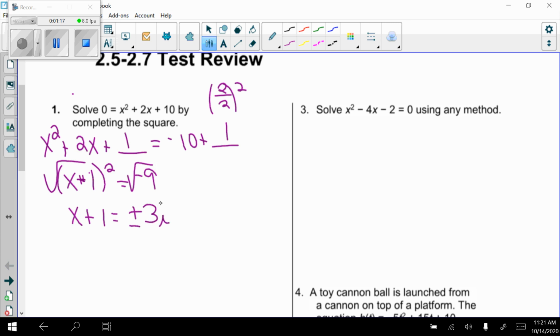And the last thing I have to do is move the 1 over, so I get x equals negative 1 plus or minus 3i. So that is my solutions. I have 2 of them. Remember, one is x equals negative 1 plus 3i. The other one, x equals negative 1 minus 3i. It must be written in this form since I have that i. Remember, standard form, the real number has to come first.